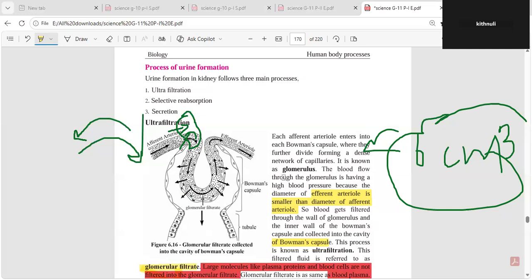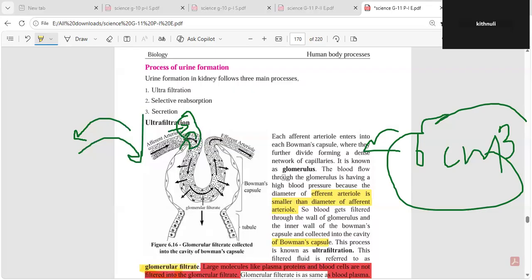What is glomerulus? Third question. What is the difference between afferent arteriole and the efferent arteriole?